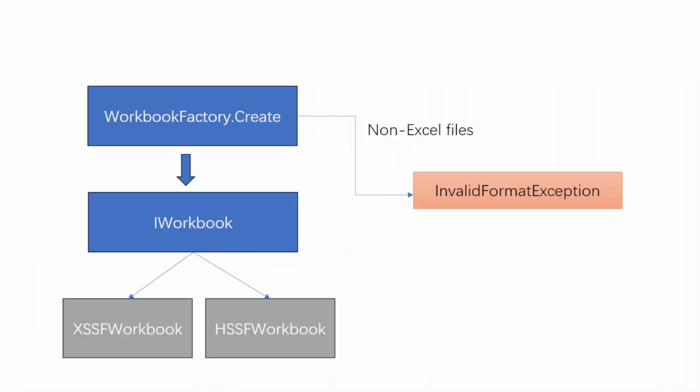So this is what I showed you just before. You see that if it's not an Excel file, it will throw an invalid format exception. And if it's a real Excel file, it will return one of the workbooks. So it can be HSSF or XSSF, right?